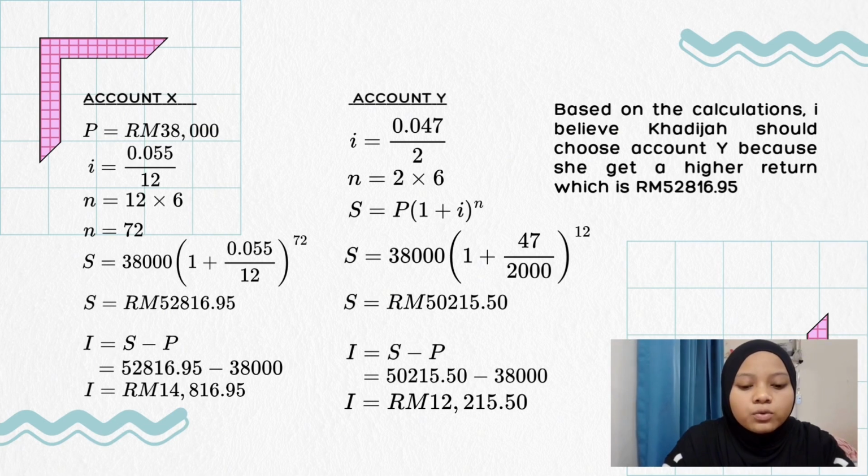S equal to 50,215 ringgit 50 cents. For interest, we use formula I equal to X minus P.